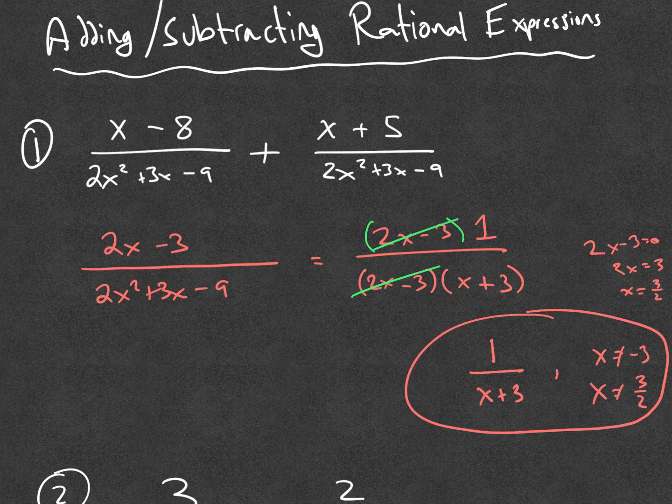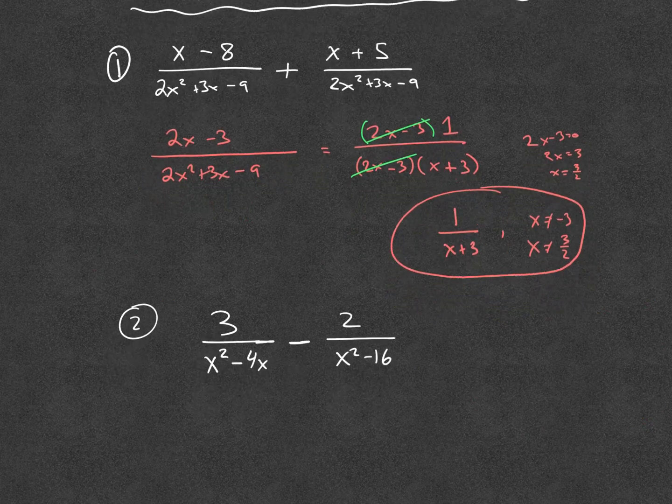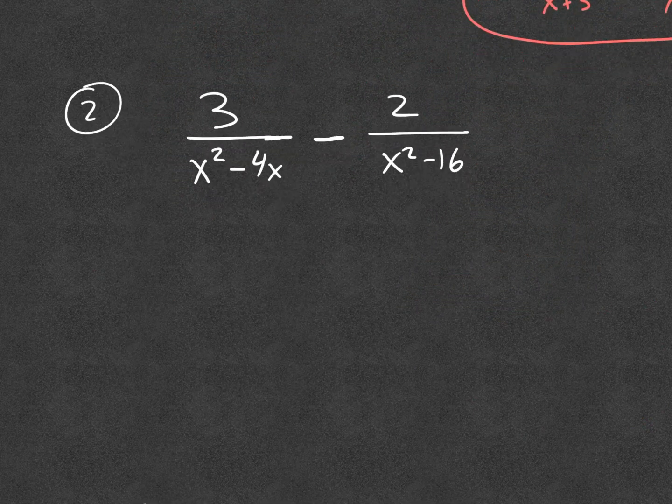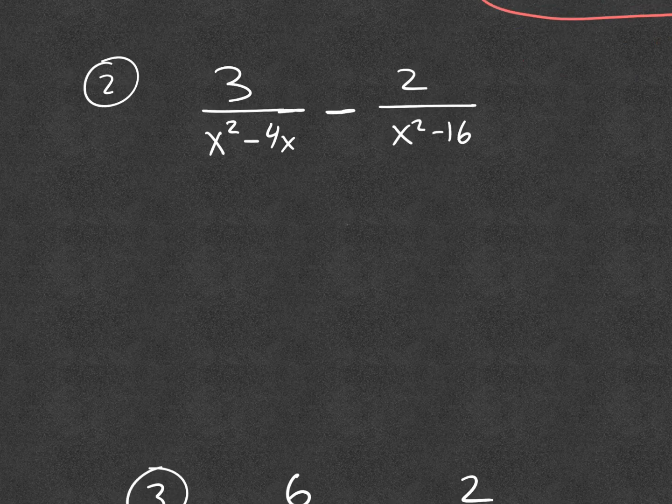How about number 2? In the second problem, again, pause it so you can copy it down. So we have 3 over x squared minus 4x minus 2 over x squared minus 16. In this case, they're not common denominators, so I'm going to have to factor them first to make sure I can get my common denominator.